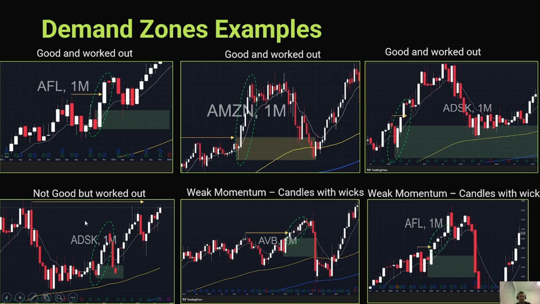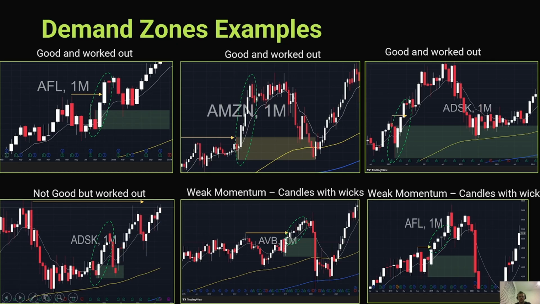Now if we go down to the bottom left corner, we can see a zone that was formed that I do not find to be a good one or an acceptable one. This is because while there was momentum and a very strong move upward, there was no previous high, no previous peak that was taken out. So yes, this zone did work out, but it wasn't something that I would have considered.